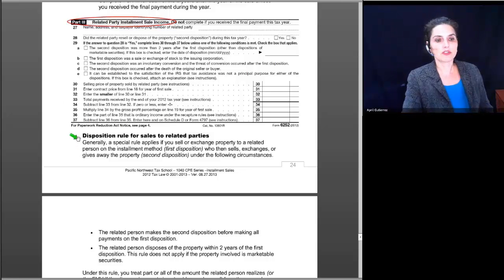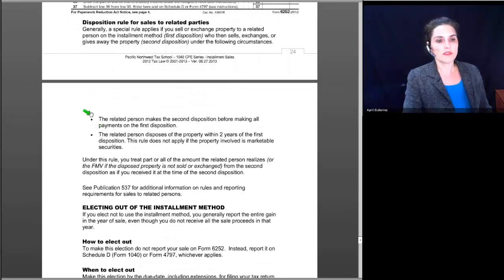So generally, a special rule applies if you sell or exchange property to a related person on the installment method. This is called a first disposition. And then that related party sells, exchanges, or gives away the property, which is called a second disposition. In the following circumstances, there are items that affect you. The related person makes a second disposition before making all payments on the first disposition, or the related person disposes of the property within 2 years of the first disposition.